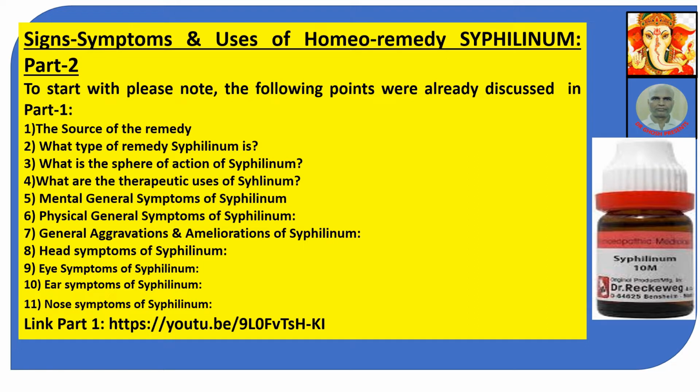Number 1, source of the remedy. Number 2, what type of remedy Syphilinum is. Number 3, what is the sphere of action of Syphilinum. Number 4, what are the therapeutic uses of Syphilinum. Number 5, mental general symptoms of Syphilinum. Number 6, physical general symptoms of Syphilinum. Number 7, general aggravation and melioration of Syphilinum.